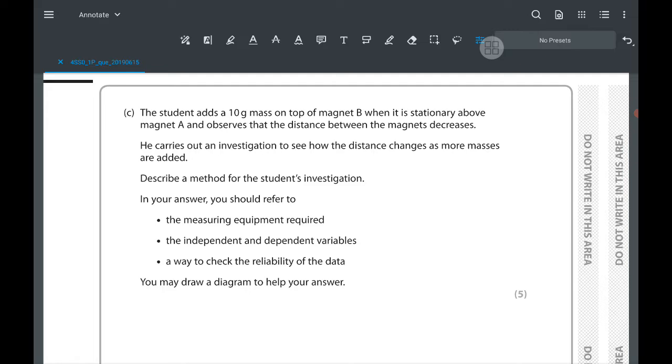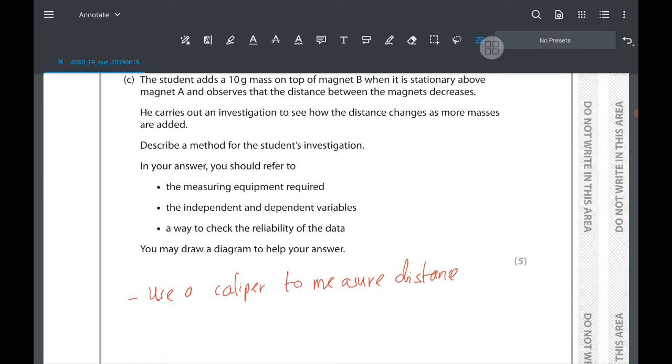Okay, when you are measuring the distance, in this case it's kind of harder to use a ruler, but using a ruler is okay. A measuring tape is also okay, but I would recommend for you to use a vernier caliper, which would help to measure the distance accurately. So I would mention, first of all, use a caliper to measure distance. And also the mass should be measured, so I will say use a balance to measure the mass.